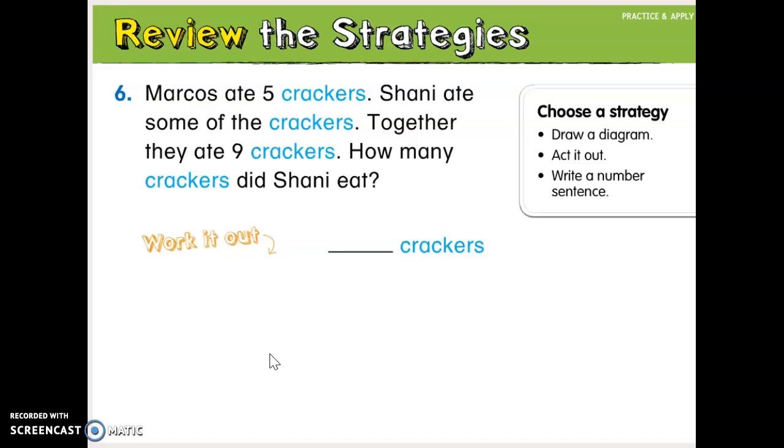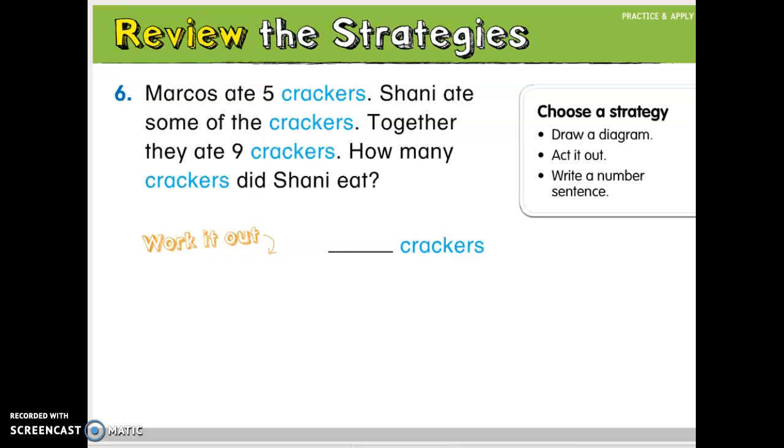All right, boys and girls, I'm going to read the question for us. Marcos ate 5 crackers. Shani ate some of the crackers. Together, they ate 9 crackers. How many crackers did Shani eat? Okay, so a picture's going to help us here. I'm going to get out my writing tool really quickly here because we're almost running out of time on this. And I'm going to go ahead and make my 10 frame again. So I've got 5 crackers here. 1, 2, 3, 4, and 5.